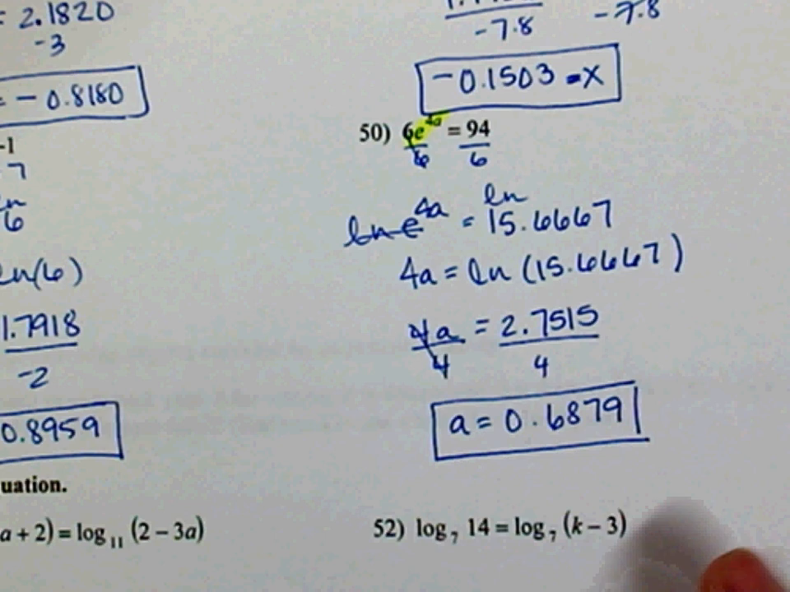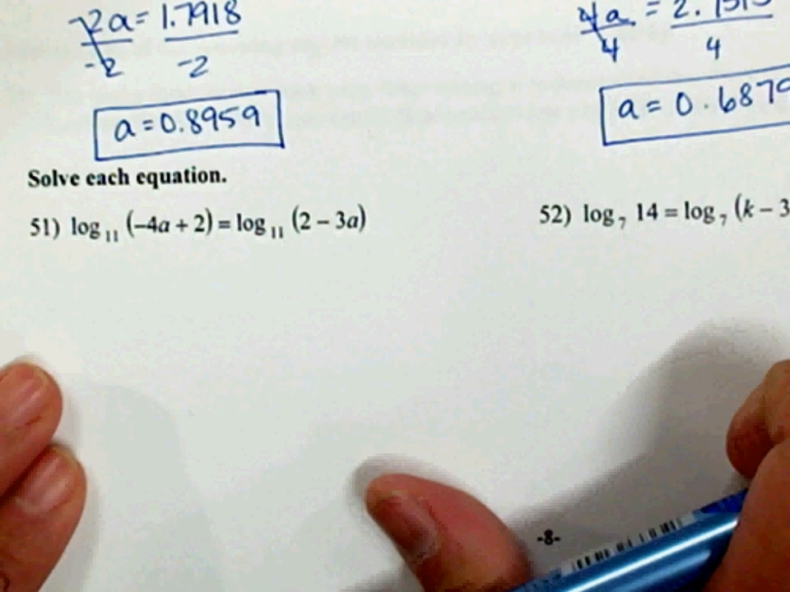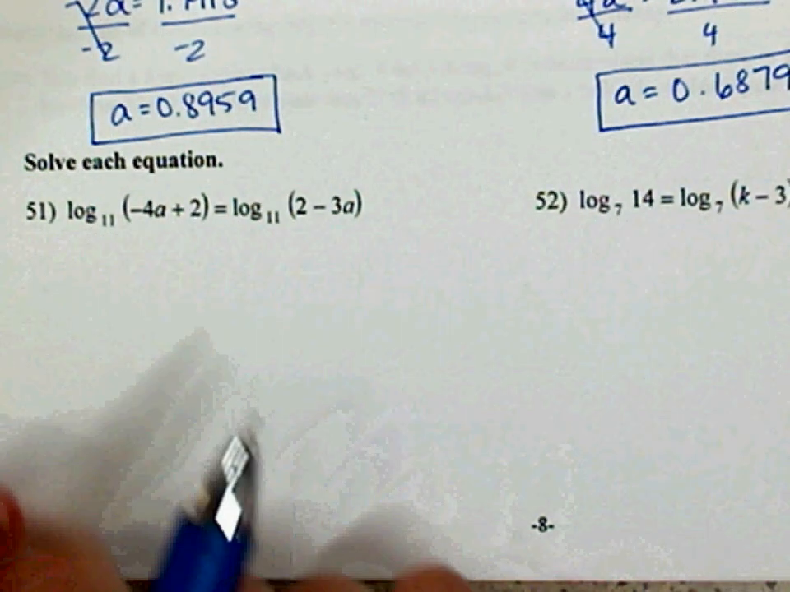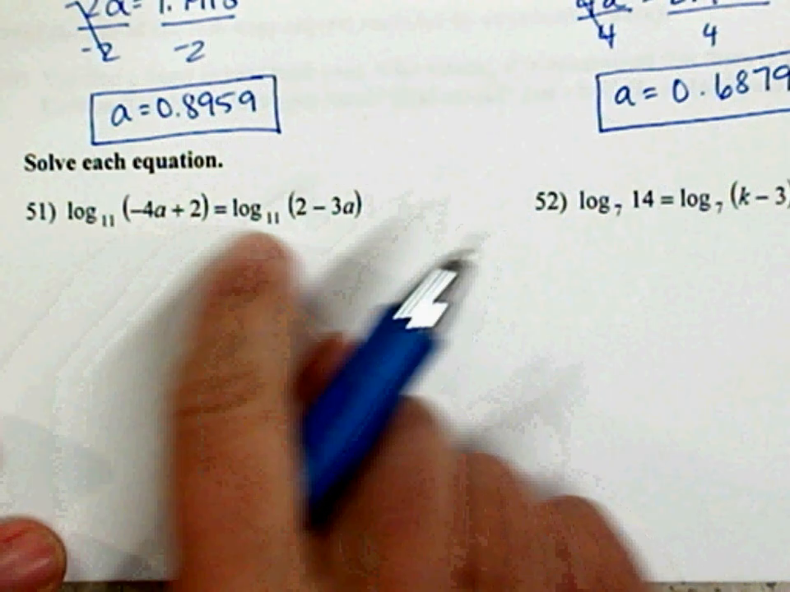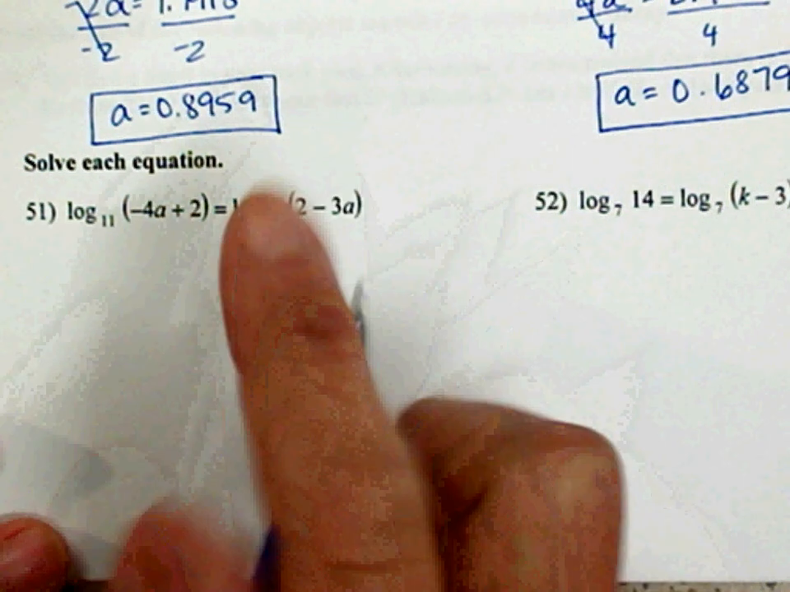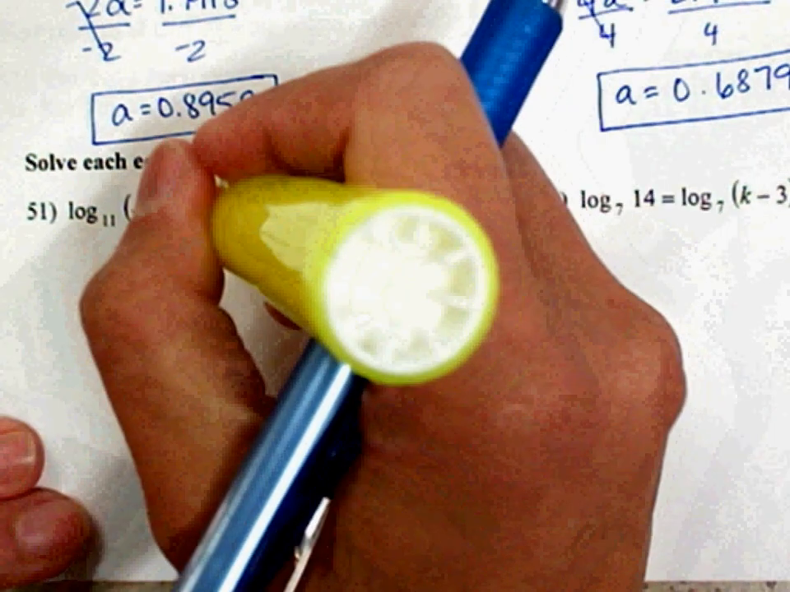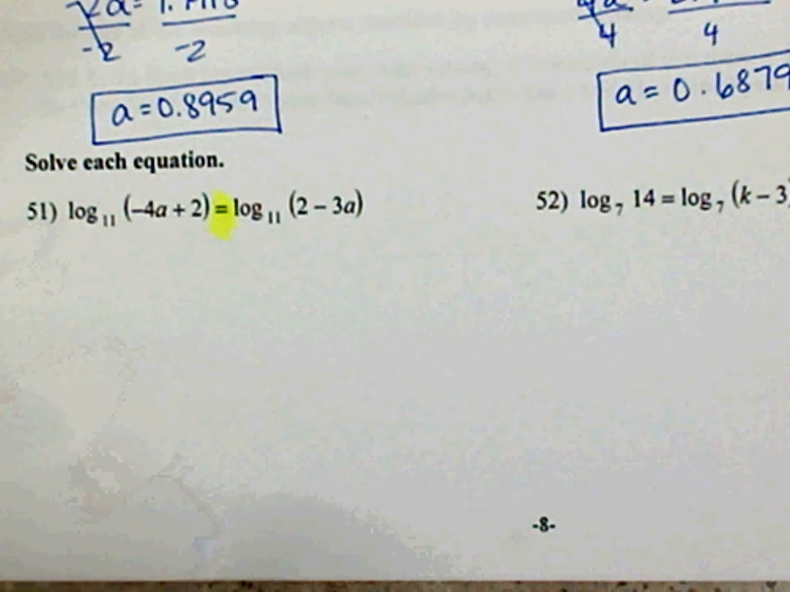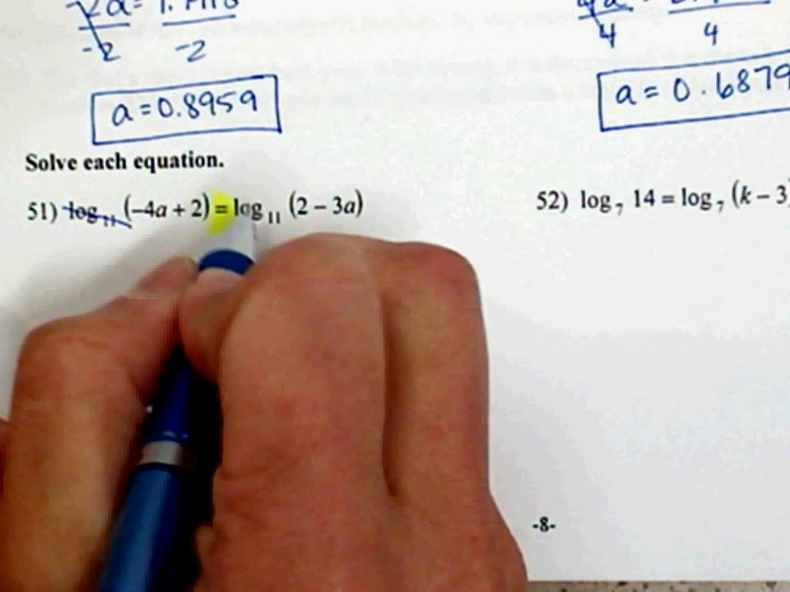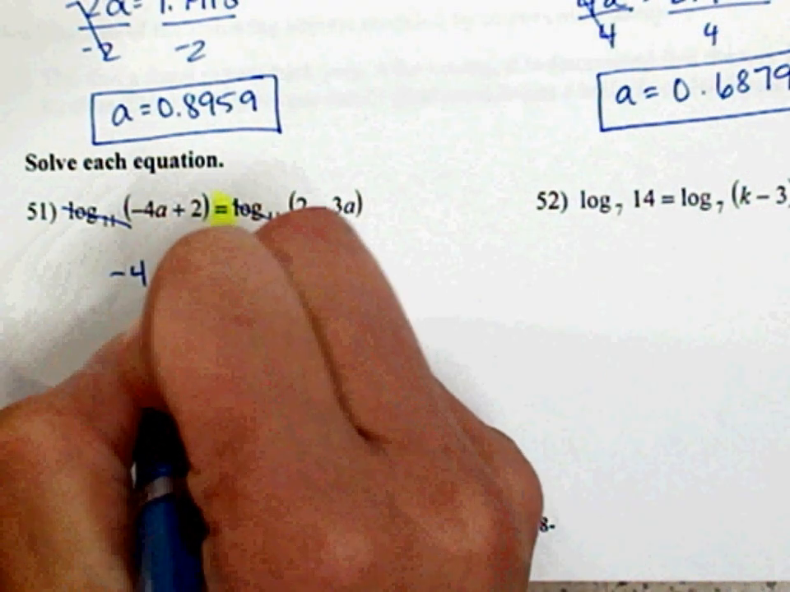All right, let's go to number 51 now. If you take a look, this is log base 11, and it is one log equal to the next log. If that's the case, and there's an equal sign, you have to have that equal sign here. Cancel those, so negative 4a plus 2 equals 2 minus 3a.